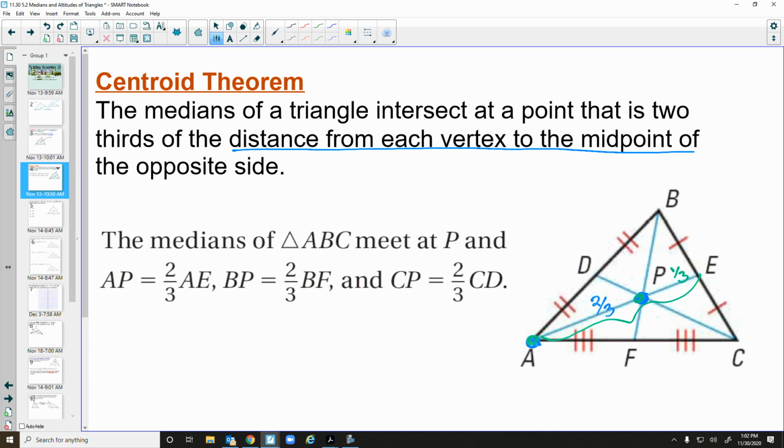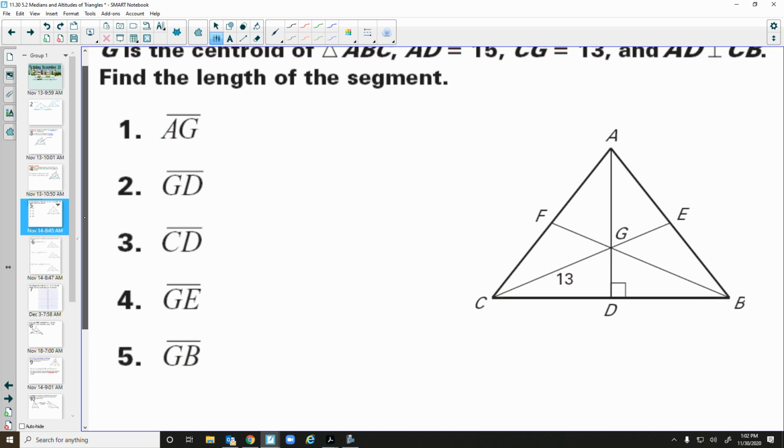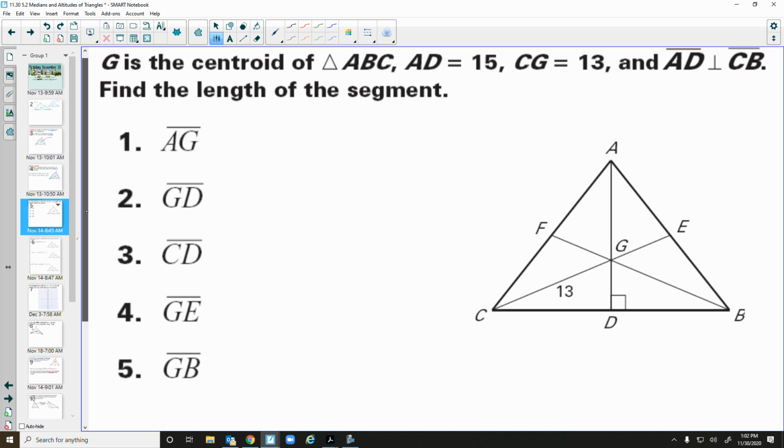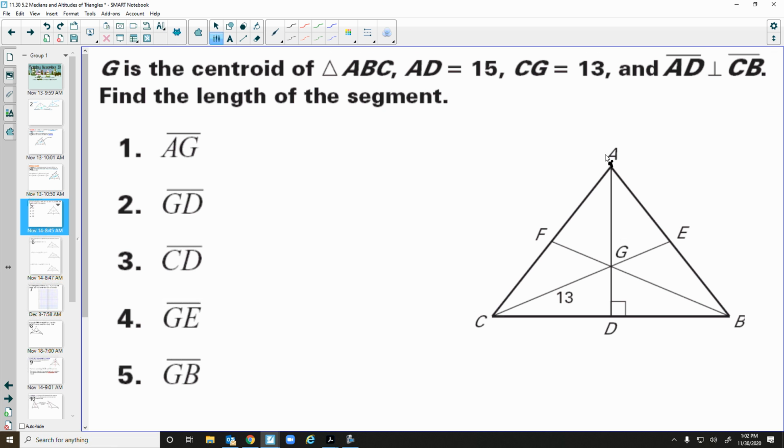So we're going to just go through this picture. On this picture, AD is 15, so this whole thing is 15. CG is 13, which is labeled. AD is perpendicular to CB. That is not a requirement of a median ever. That's like a special thing that just happens sometimes. So perpendicular does not matter for a median. It's only sometimes that you would see that. Which, since we have perpendicular, that brings us right angles or right triangles. So potentially the Pythagorean theorem is thrown in there.